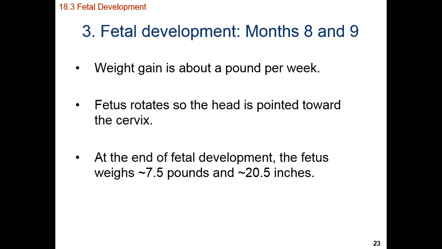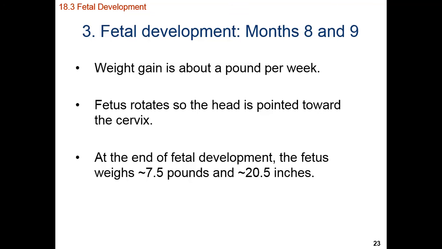Months 8 and 9 are solidly inside of the third trimester of the pregnancy, and this is when the fetus is gaining weight very rapidly. The fetus is also going to rotate within the uterus, so the head is pointing down towards the cervix. If this does not occur, this is what is known as a breech pregnancy. Thankfully, this usually happens.